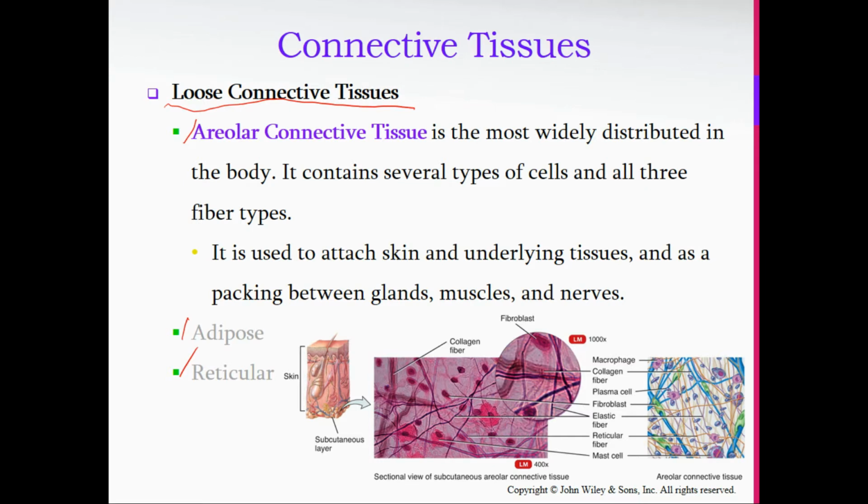This is the most widely distributed in the body. It contains several types of cells and all 3 fiber types. The reason it is very widely distributed is it is underneath your skin. So it's everywhere you have skin. It is used to attach skin and underlying tissues, and has a packing between the glands, muscles, and nerves. A lot of times you'll see that referred to as fascia.